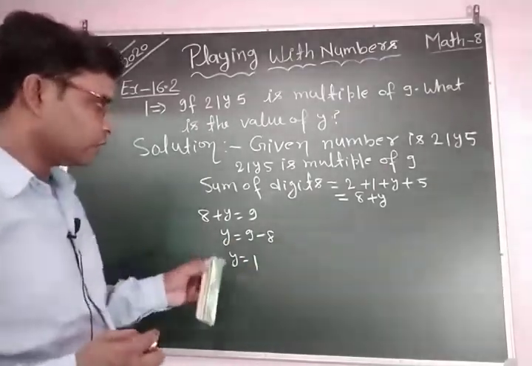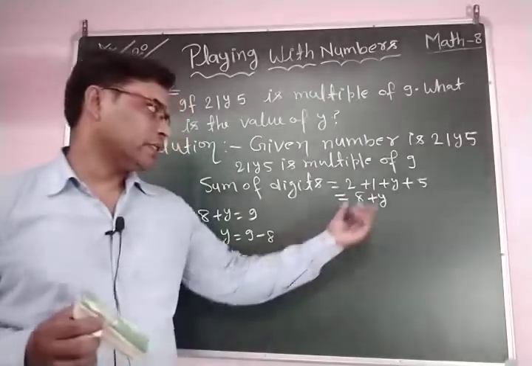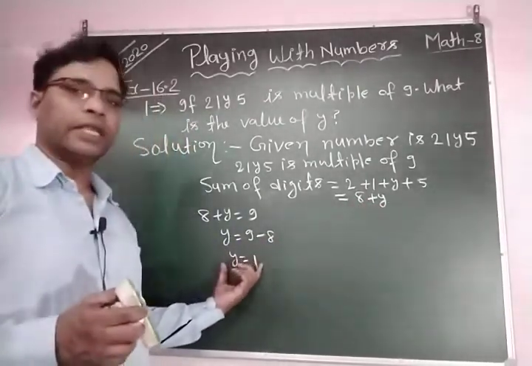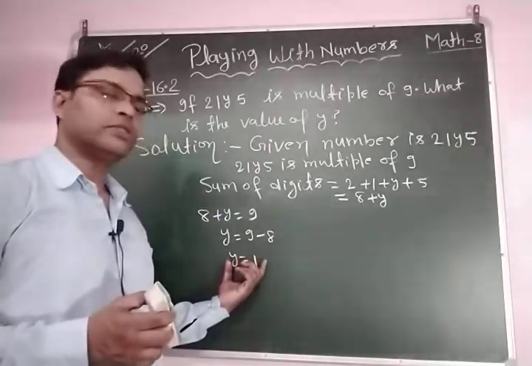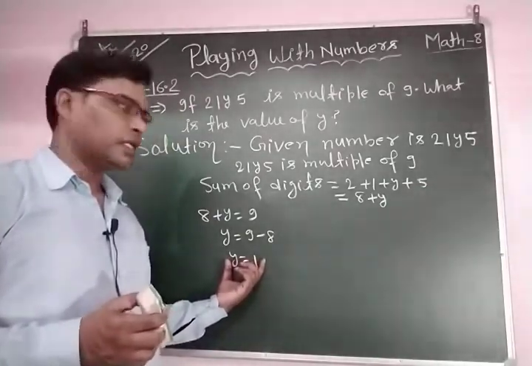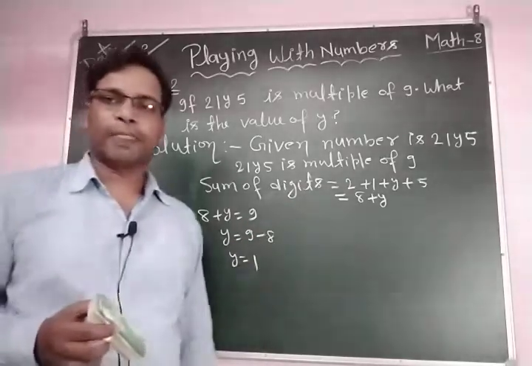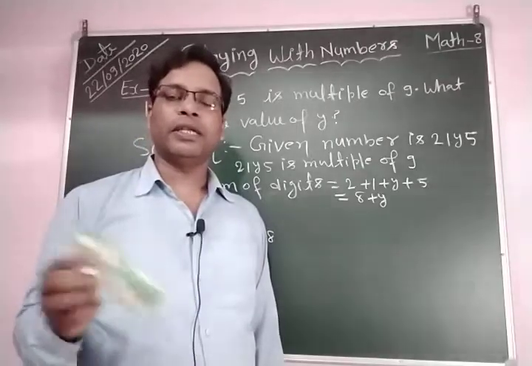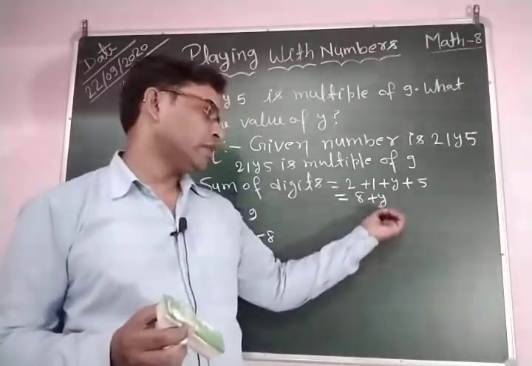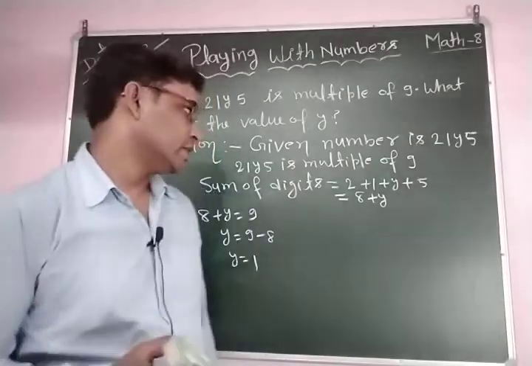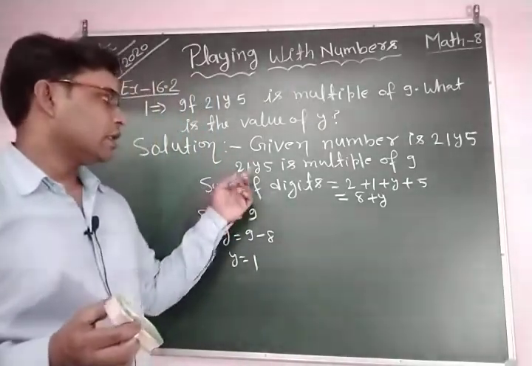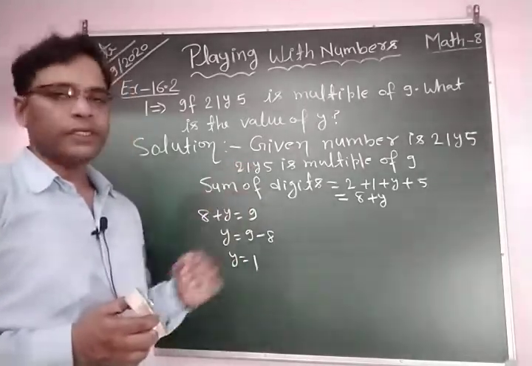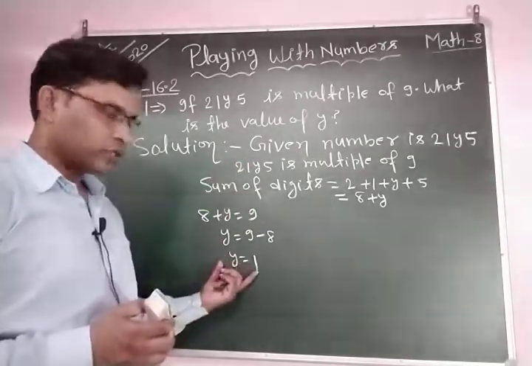This is another method to find the value of y, because this sum is divisible by 9. You can write it like this, and if you solve, you find the value of y. Another way is to replace y by 0, by 1, by trial and error method. If we replace 9y by 1, then this number is divisible by 9. This is also a method.